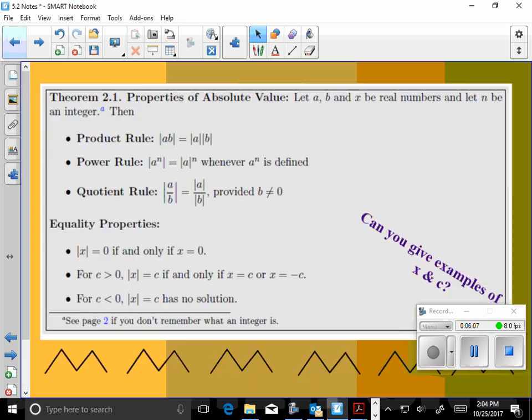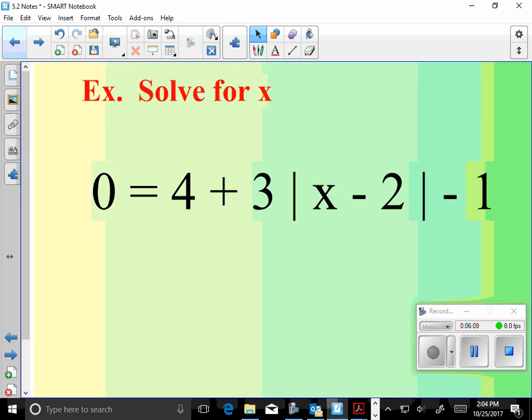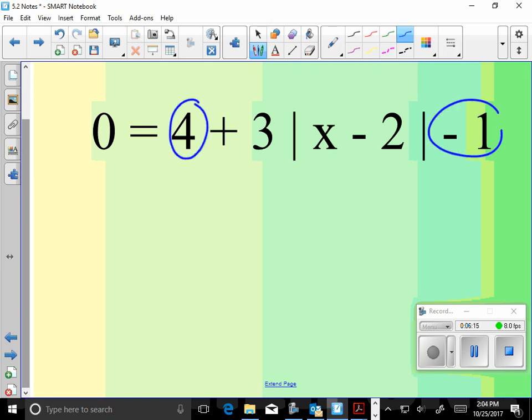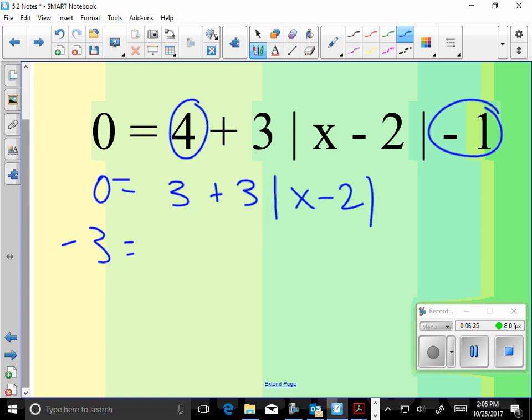Okay. I want to go back a couple slides to this. I wanted to start with this, but if I combine these two numbers, these are just like vertical shifts to this absolute value function. I'd have 0 equals 3 plus 3 times the absolute value of x minus 2. Okay, and then I'd subtract 3.